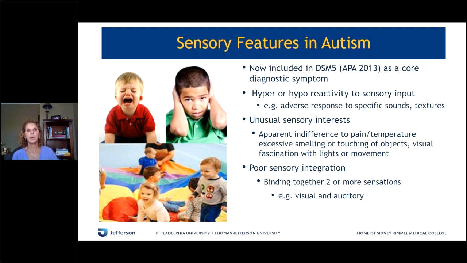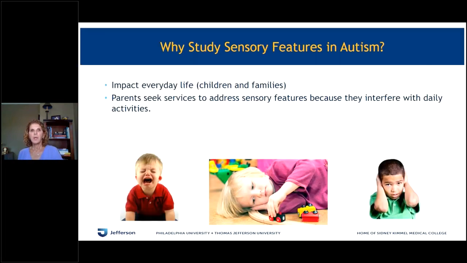Also, poor sensory integration, which is the binding together of two or more sensations. For example, when you put together visual and auditory sensations, like you're doing now as you're listening to this talk, but perhaps also looking at my face, you're putting those sensations together to help you interpret the words that I'm speaking. So why study sensory features?